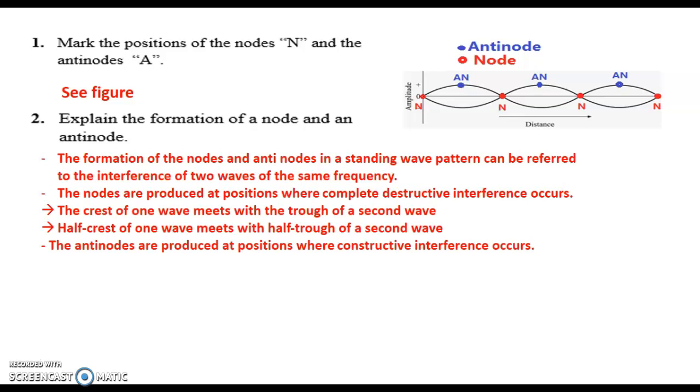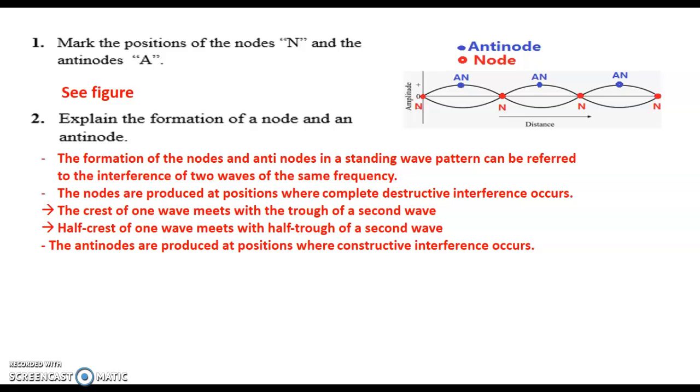I'm going to attach a link in the description box. There is an animation on this website that makes things clear concerning the standing wave and the formation of node and antinode, and how two crests meet undergoing constructive interference, and how a crest and a trough meet and undergo complete destructive interference, knowing that the two waves have the same amplitude. So now the formation is explained as such.